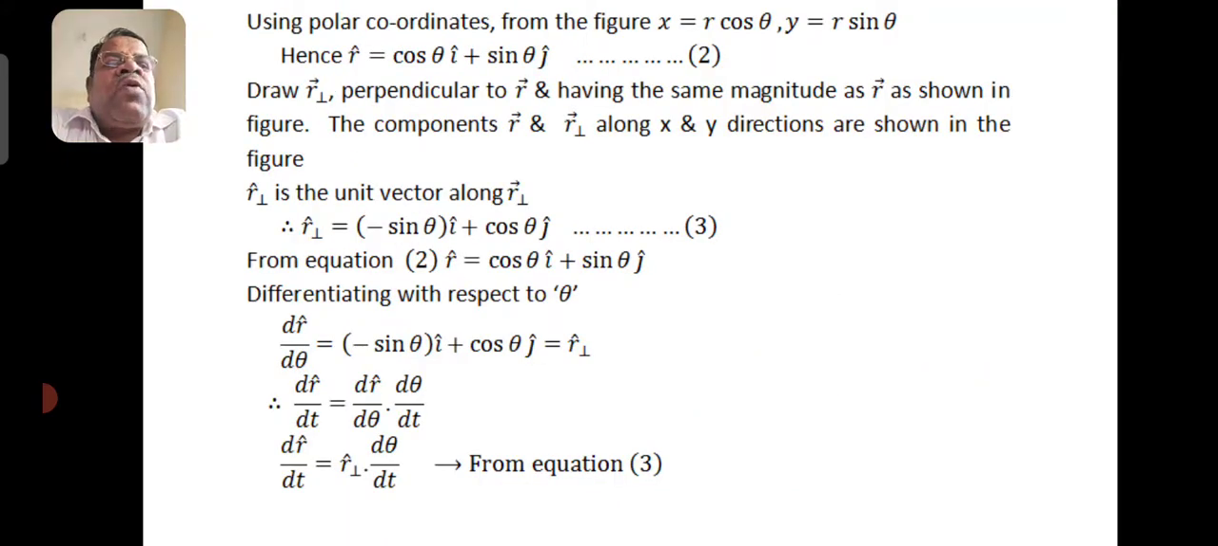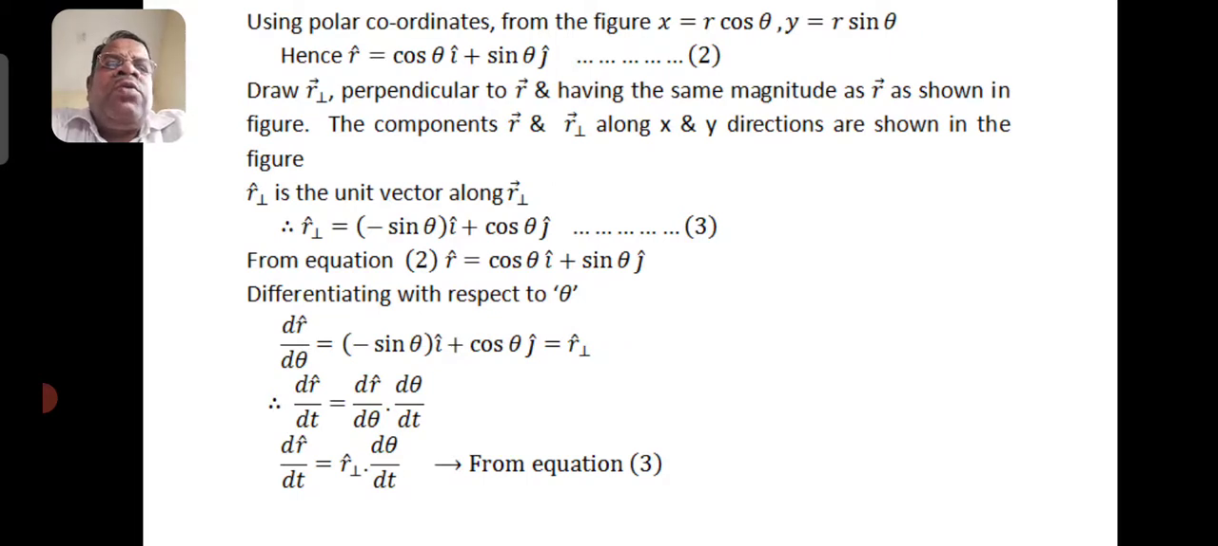Using polar coordinates from the figure, it is possible to write x equals r cos theta, y equals r sin theta. Hence, the unit vector r cap can be written as cos theta i plus sin theta j. Take it as equation 2.